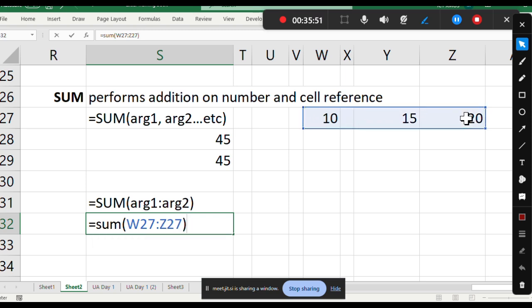Can you see that even though I didn't select 15, it has picked it up for me? Why? Because I said my formula starts from W27 and ends at Z27. The colon means to, so anything in between W and Z, pick it and add it. I close the bracket. You still get 45. Do you understand?